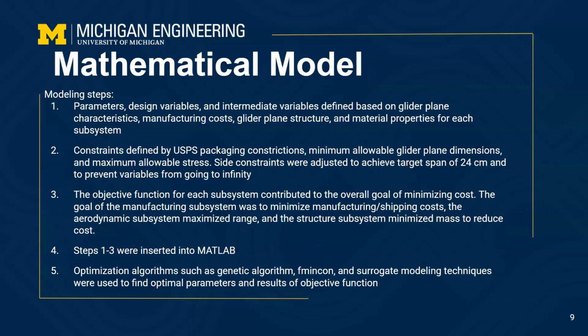The steps of our modeling process started with determining the parameters, design variables, and intermediate variables. Then we went to the constraints, which were defined by the USPS packaging restrictions and minimal allowable glider plane dimensions. From there, we moved on to finding the objective functions for each subsystem. Then we incorporated all of these into MATLAB, and we were able to determine the optimal parameters using algorithms such as genetic algorithm and fmincon, as well as surrogate modeling techniques.